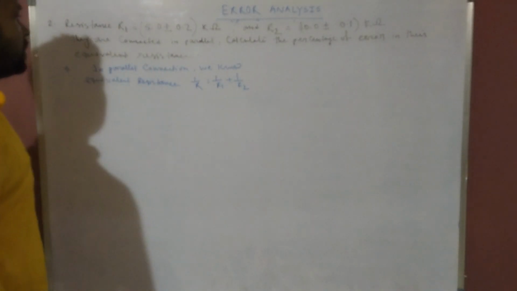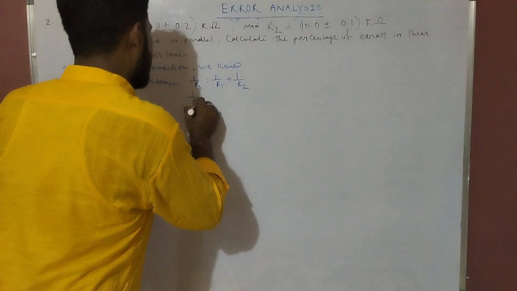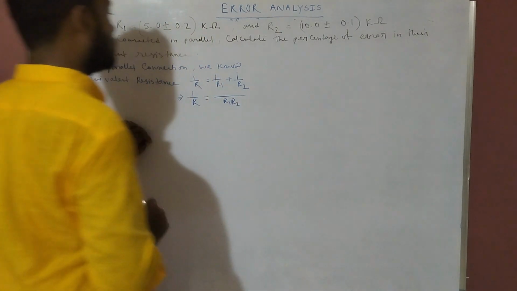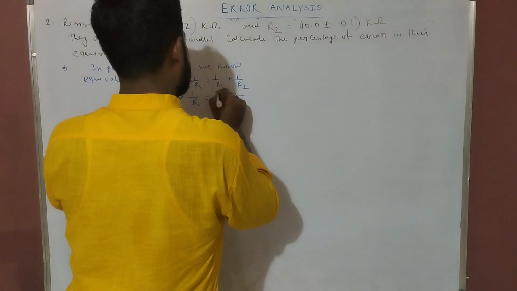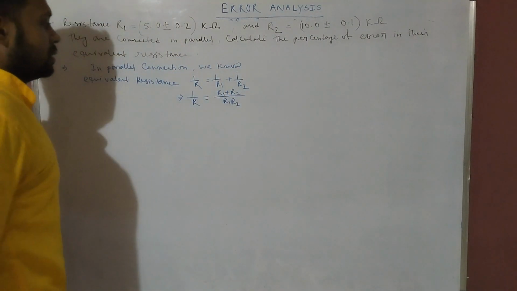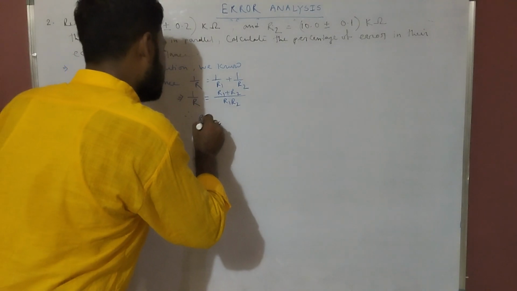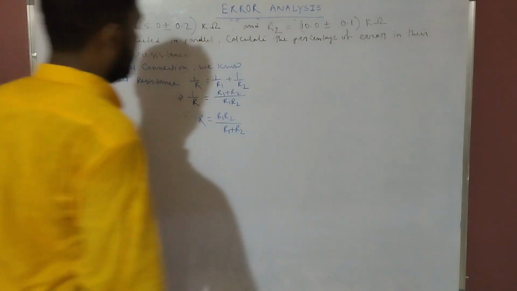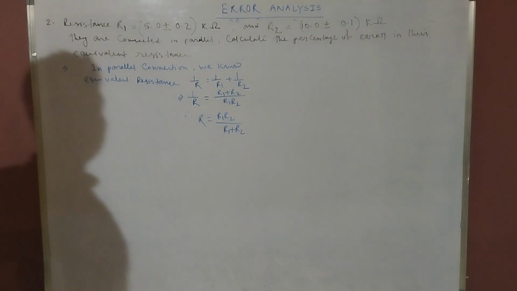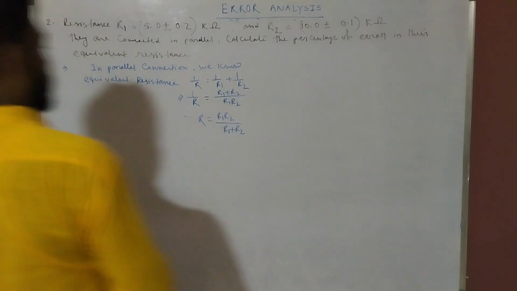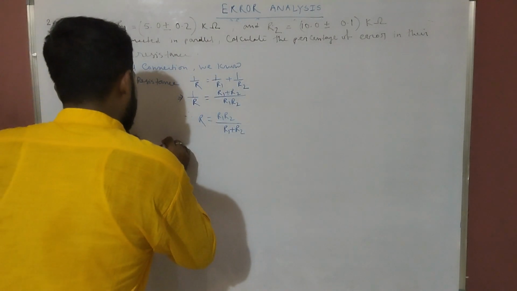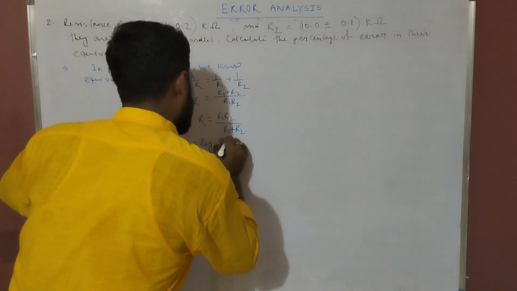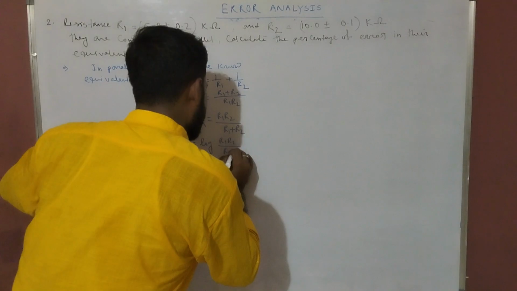So now we can write 1 by R is equal to R1 R2 by R1 plus R2. Understood? So R will be R1 R2 by R1 plus R2. This is the equivalent resistance R. So now we have to take log both sides. So log R is equal to log of R1 R2 by R1 plus R2.